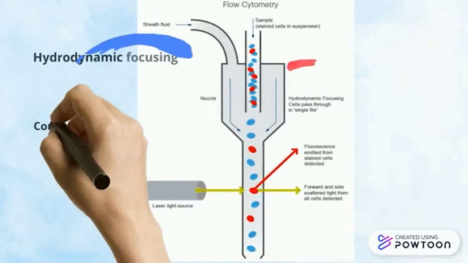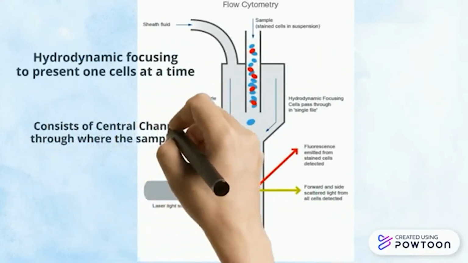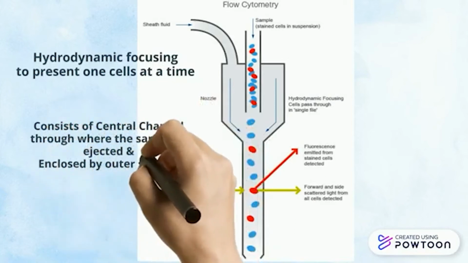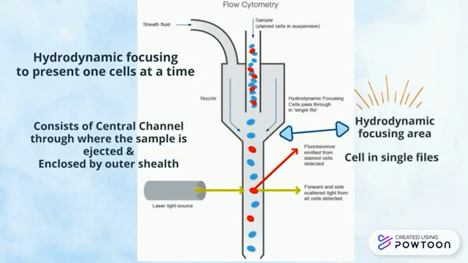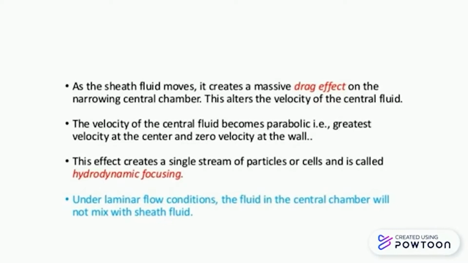First, let's go to fluidics, which is the first part of flow cytometry. As we can see here, the cytometer uses hydrodynamic focusing to present one cell at a time. It consists of a central channel through which the sample is ejected, enclosed by an outer shell, which is the hydrodynamic area we can see here, and that's where the cells are aligned in a single file. As the sheath fluid moves, it creates a massive drag effect on the narrowing central chamber, so all the cells can continuously flow through it. The effect of creating a single stream of particles is called hydrodynamic focusing.